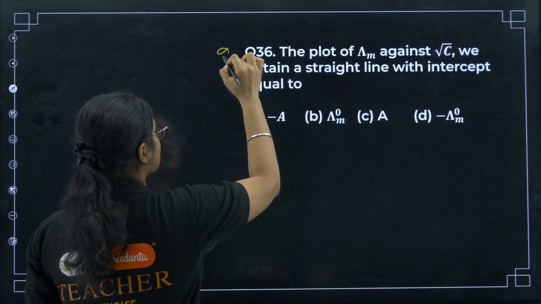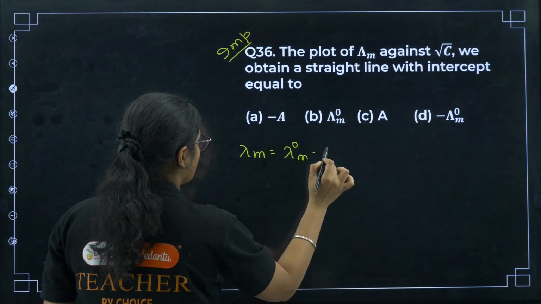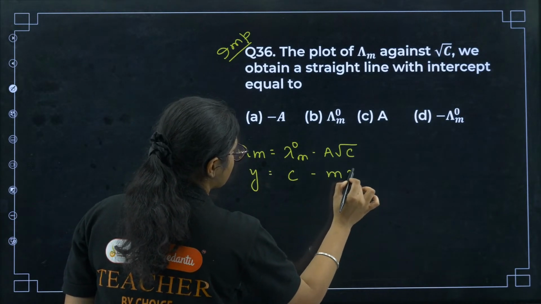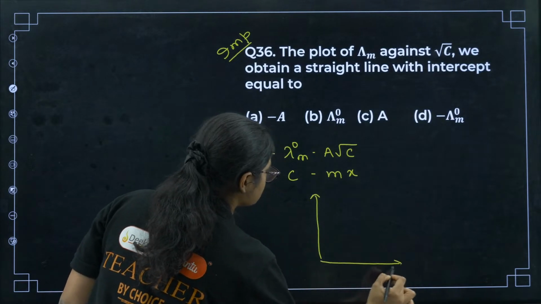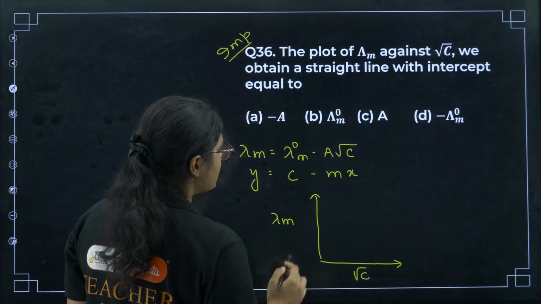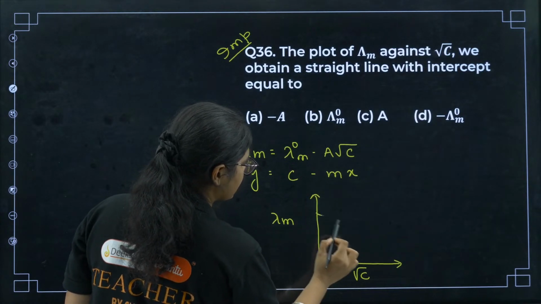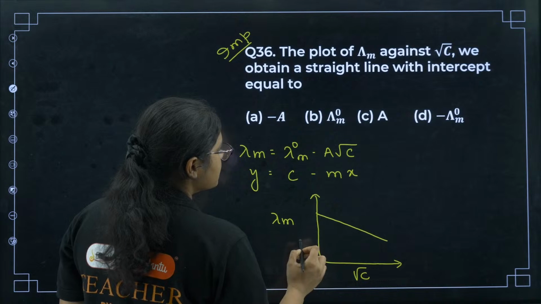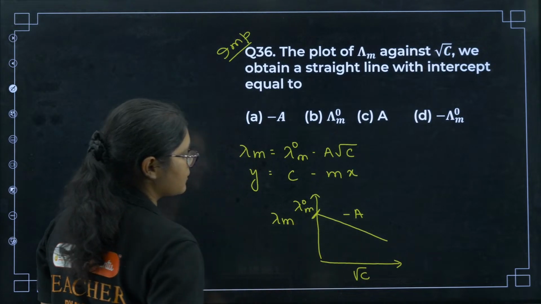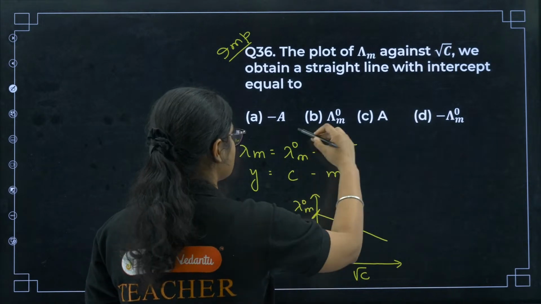This is a very important question here again. You have this one, right? Lambda m is equal to lambda naught m minus A root C. Okay, so we have y is equal to this one. Okay, so I will draw a graph here. So what is y here? Lambda m. x is root C. Now lambda naught m, we have an equation minus A, right? So it is like this. The graph is like this. Okay, so the slope is minus A and this term is lambda naught m. Okay, so what is the intercept here? B. Okay, so option number B.